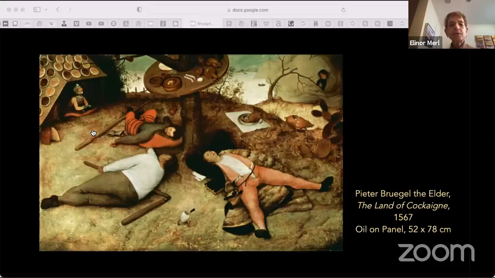Now, in medieval times, Cockaigne was a mythical land of plenty, a dreamlike Garden of Eden where no one needed to work for a living. Food and drink arrived in an endless stream of ready-to-eat supplies.